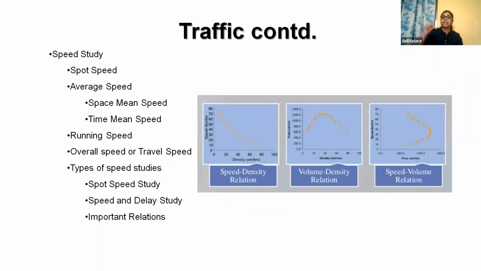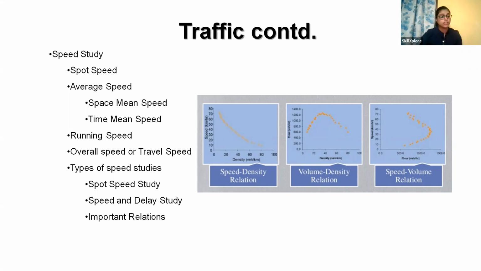Then next is speed study, spot speed study. At a particular point, what is the speed of the vehicle? That itself we can say. Then the average speed of the vehicle, which we can study in 2 different ways: space mean speed and time mean speed. Those 2 things are one major portion. The running speed, overall speed or travel speed, all these things we have to study.